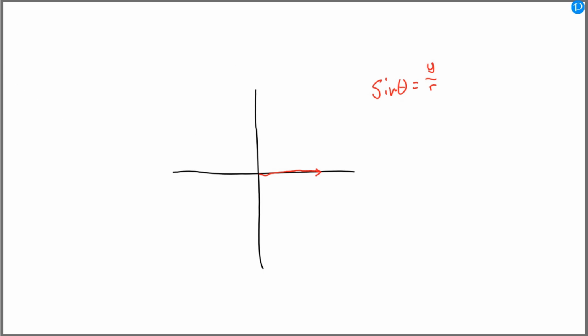Why is that? Well, let's draw a really quick example in here right now. Say we take a triangle. This height here is always just the y value. And of course, r just stands for radius. And then this bottom length is always just the x value. So sine theta is y over r. Cos theta is equal to x over r. And tan theta is equal to y over x.